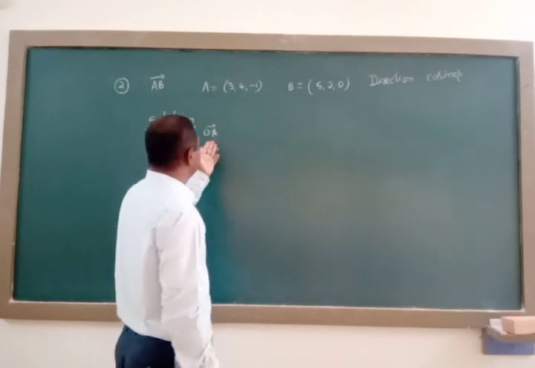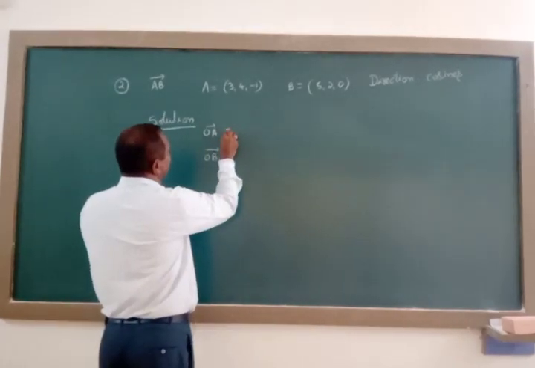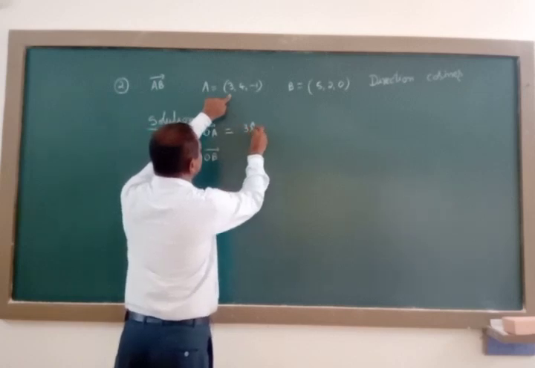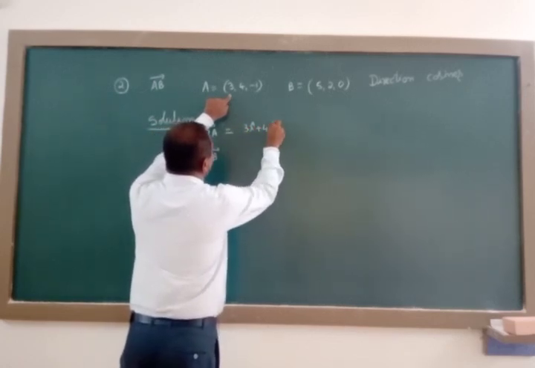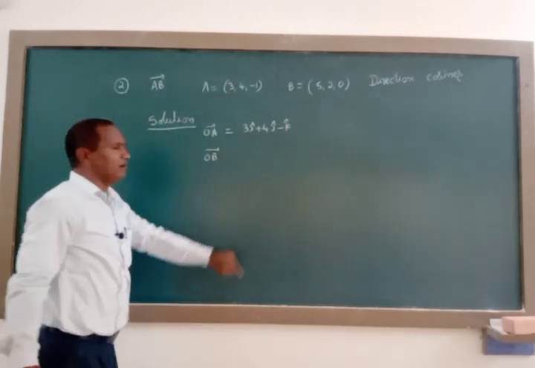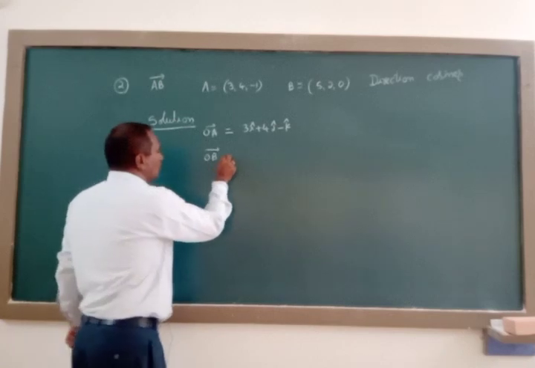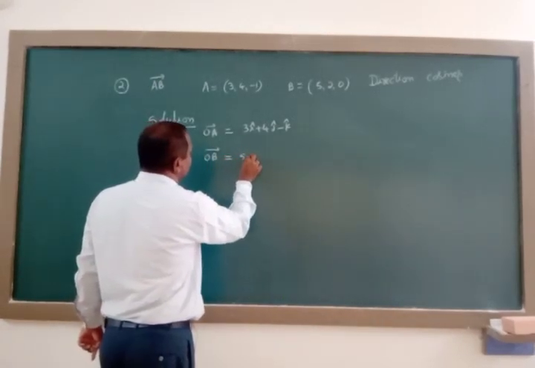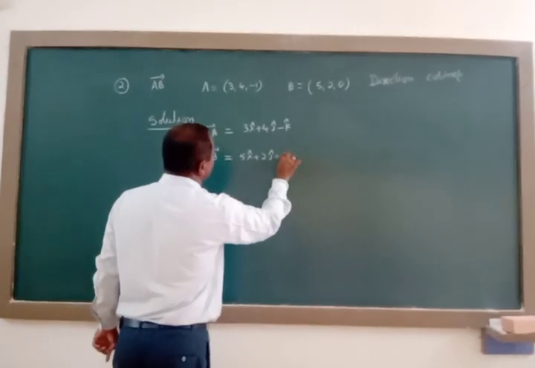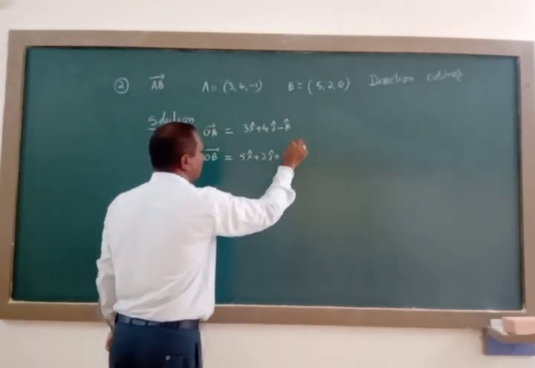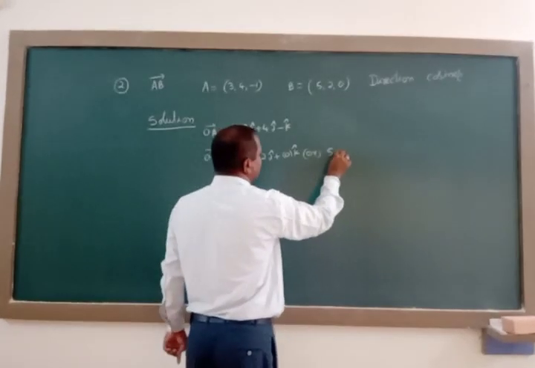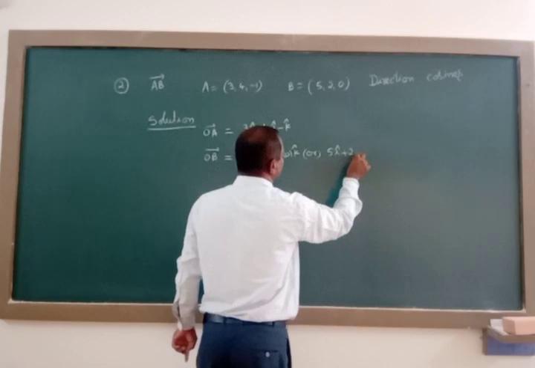The position vector of the given point A is OA bar is equal to 3 i cap plus 4 j cap minus 1 k cap, which simply we write as minus k cap. OB bar is equal to 5 i cap plus 2 j cap plus 0 of k cap, or you can leave it, no problem, because 0 doesn't have any value.